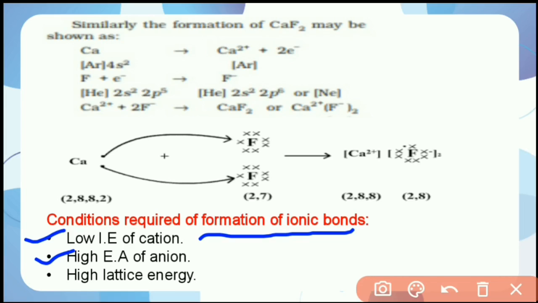Next is high lattice energy. This in turn depends upon the charge and size. If the charge on the ion is greater, the lattice energy is greater, and on the size, the smaller the size of the ion, the greater the lattice energy, because so many ions combine in the formation of an ionic bond, and opposite charges attract each other and similar charges repel each other. So for binding, high lattice energy is required.